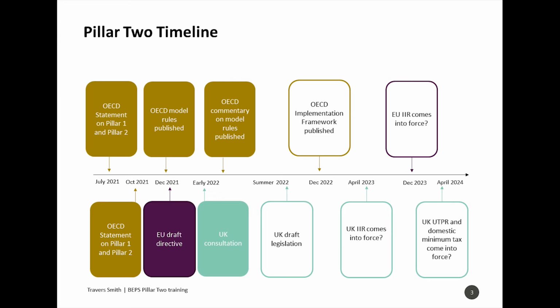The EU, although they published a draft directive in December 2021, have not yet managed to reach agreement on that draft directive in ECOFIN meetings. The effective date has been pushed back to possibly 31st of December 2023 for the first tranche of the rules, possibly 1st of January 2024, but as at the date that this session was recorded, no final agreement had been reached amongst EU member states.